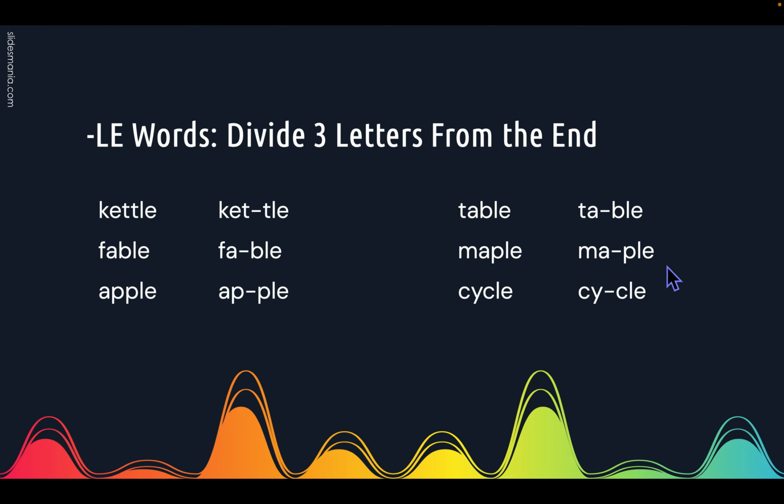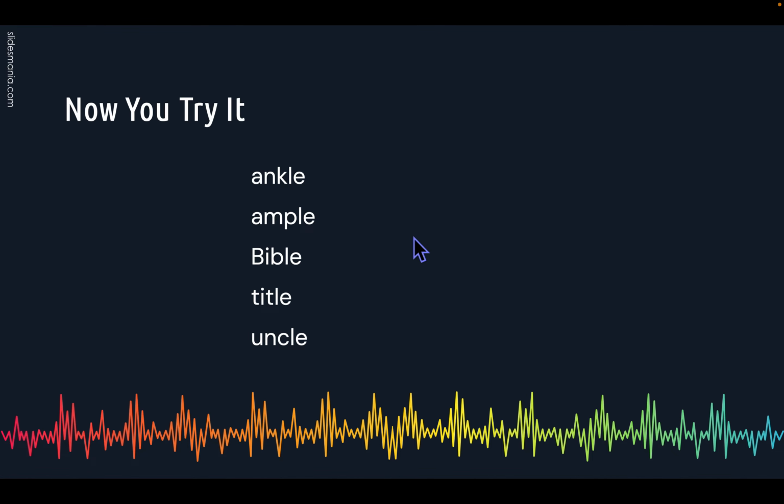Fable, maple, apple. Okay, right here we have a Y at the end of a syllable. That is not the last syllable, so we want to try the long I sound first. Cycle. Remember, a C before an E, I, or Y says S, so we have cycle. All right, try it with these five words.